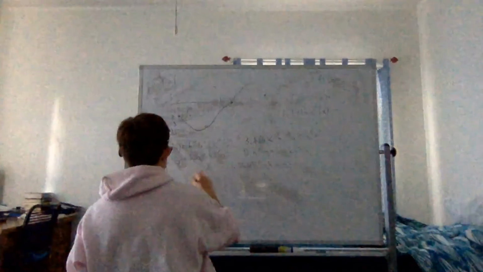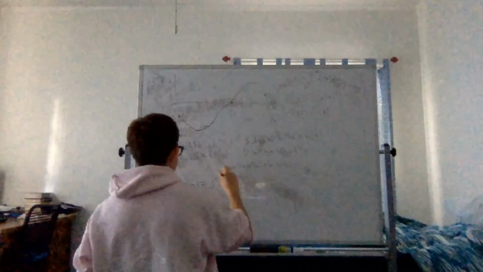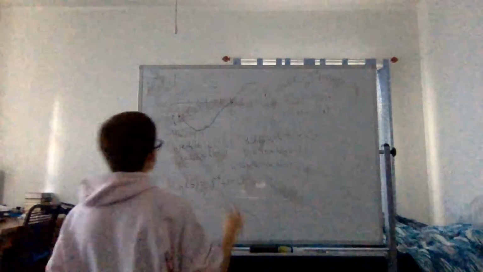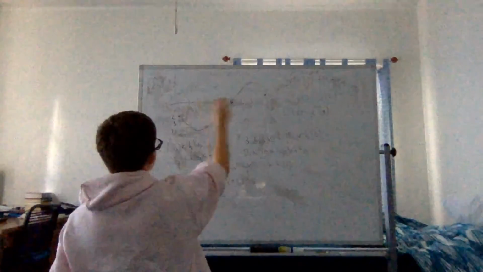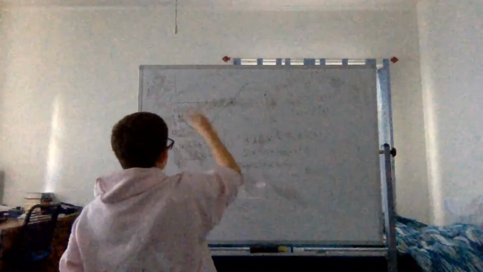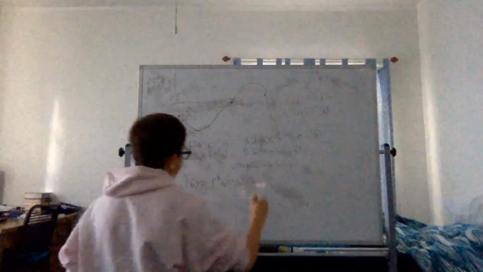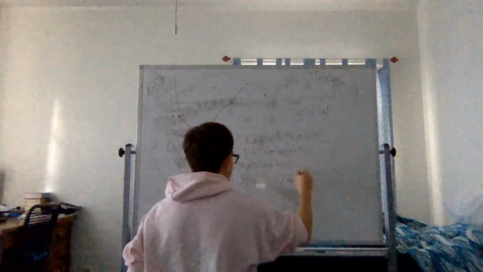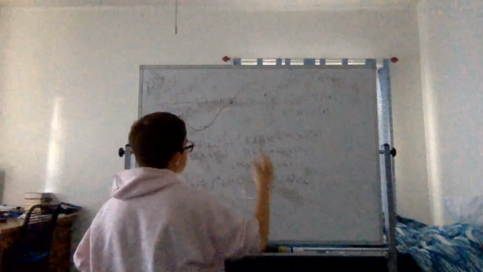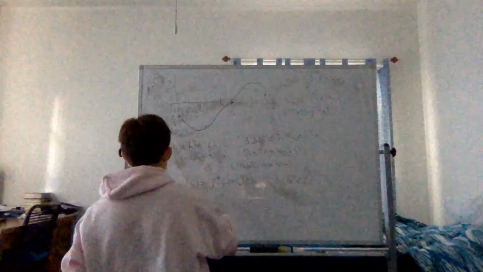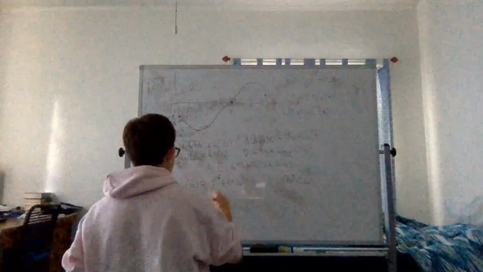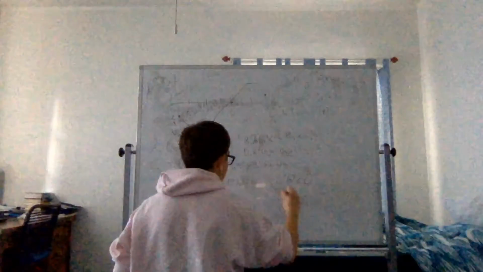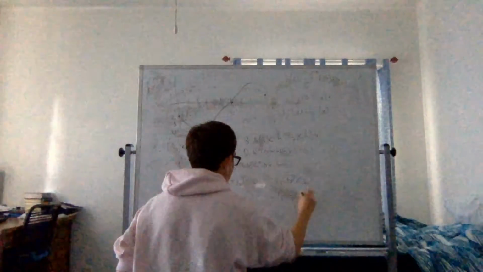So h of 6 would equal the area from 0 to 6 of f of t dt, right? And we can see that this whole area from 0 to 6 of the graph of f is all under the x-axis, right? So that means that this h of 6 is negative, right? Now h prime of 6, that's equal to f of 6, right? And we see that f of 6 is equal to 0. So we know h prime of 6 equals 0.